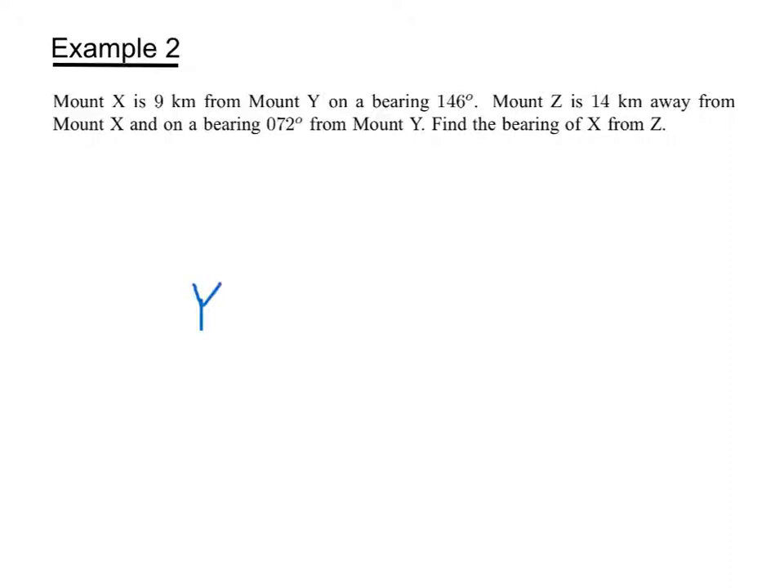We know that Mount X is 9 kilometers from Mount Y on a bearing of 146. So we start with the north line, and in this case I need the east line as well. I'm going to draw a bearing of 146. I'm going to draw a line down to X. And we know that this line is 9 kilometers.